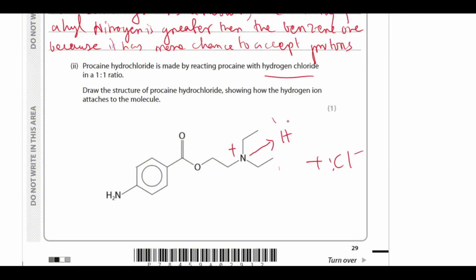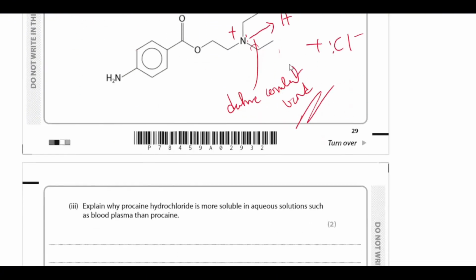Now, since hydrogen has an empty orbital and nitrogen has a lone pair of electrons, what's going to happen? It's going to donate its lone pair of electrons to the empty orbital of hydrogen, and this will result in the production of a dative covalent bond. That's how the hydrogen attaches to the procaine hydrochloride molecule. Okay.